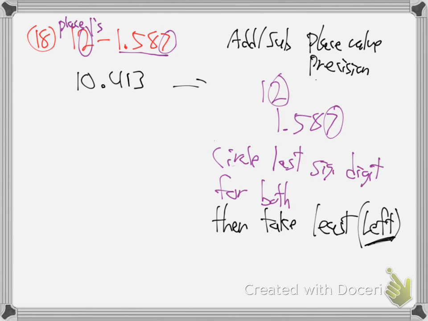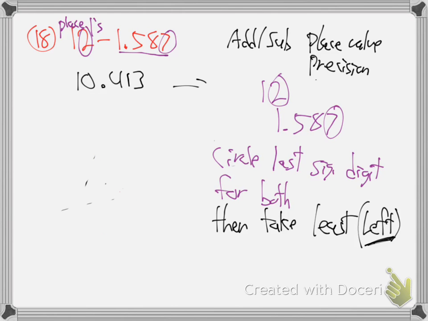Just left, further left. So notice, what if I had 20 and 7.36? Let me circle the last significant digit. That 0 is not significant with no decimal, and this is. So which one's further left? Your answer would be right there in the tens place, for example. Do you see what I'm saying? So you circle the last significant digit, take the one that's further left.